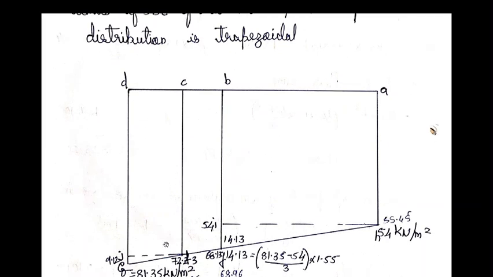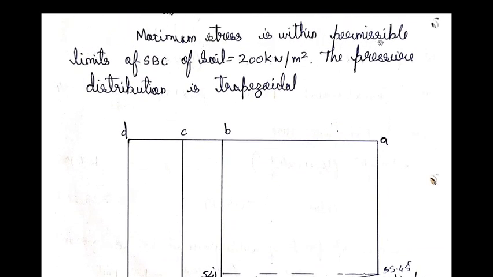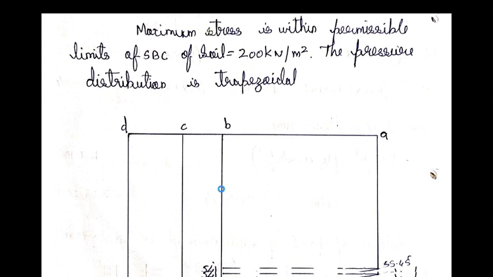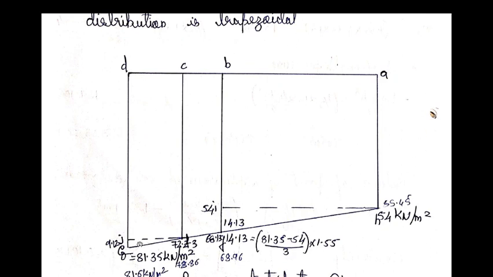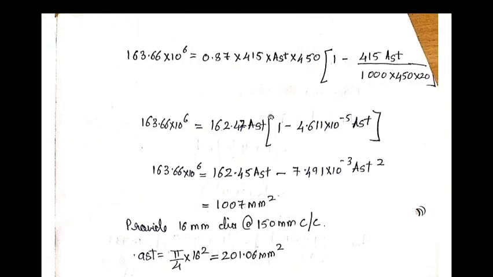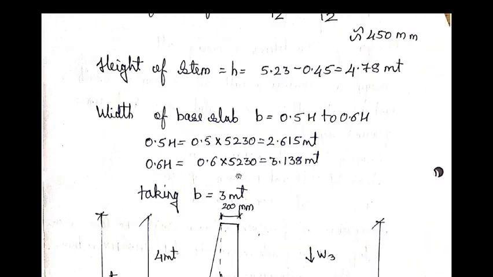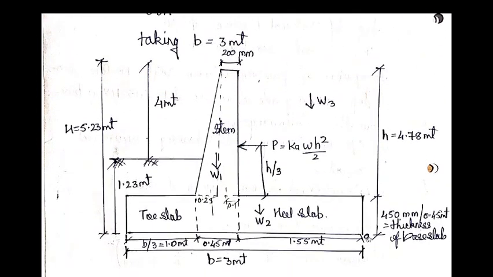So here I have written clearly, maximum stress is within the permissible limits of SBC of soil, 200 kilonewton per meter square. The pressure distribution is trapezoidal. So this is how the pressure is distributed. Now how it acts and where it acts, I will just show it to you. Where are these points A, B, C, D? If you see the diagram here, this is the point A and this is the point B here. This is the point C and this is the point D. So hope you got where. So the minimum pressure is acting at this point A on the heel side, and on the toe side we are getting the maximum pressure.